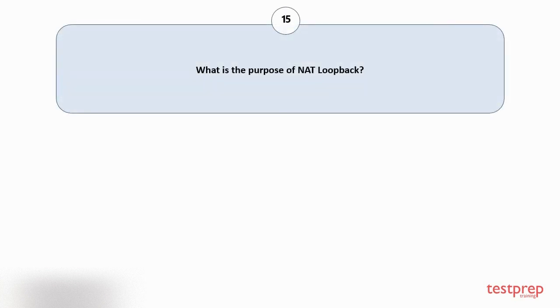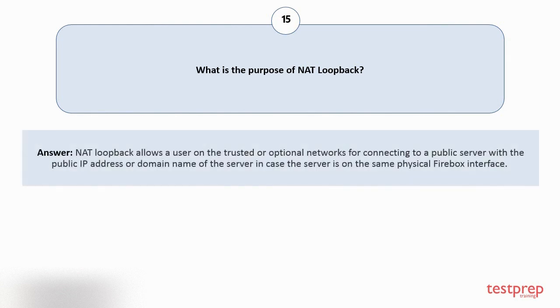Question number 15. What is the purpose of NAT loopback? Your answer is: NAT loopback allows a user on the trusted or optional networks for connecting to a public server with the public IP address or domain name of the server in case the server is on the same physical Firebox interface.